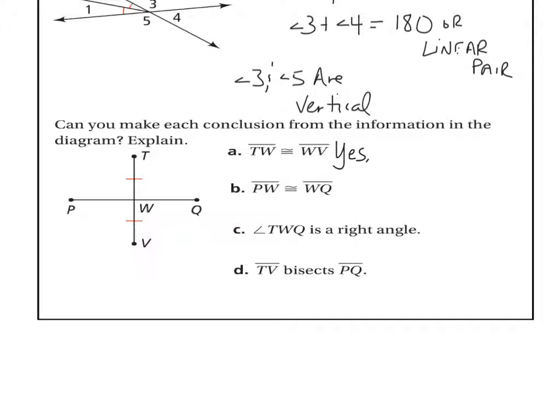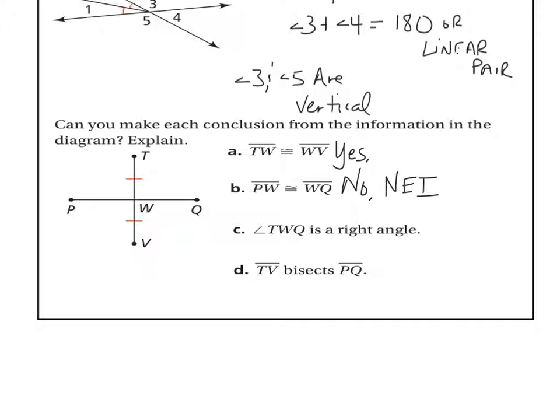Okay. What about PW and WQ? Well, if you look at the picture, PW and WQ look pretty darn close to being the same, but do they have a marking on them? They do not have a marking. So no, I cannot conclude that those are congruent. In this case, how would I explain that? What I put is NEI. That stands for not enough information. There's not enough information there to conclude that those are congruent.